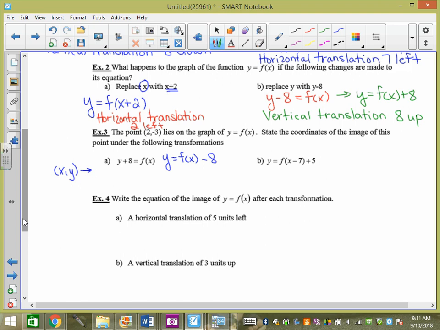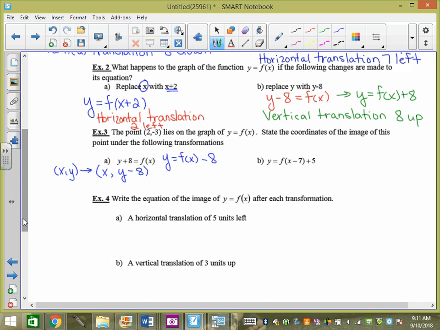Vertical 8 down. Is it in the bracket with the x? No. So does it affect the x? No, unless it's in that bracket with the x, it affects the y. So nothing's happening to my x. It's just a little x sitting alone in that bracket. Nothing's happening to it. So my coordinate x is going to stay the same. And my y, I'm going to do what to it? Subtract 8 because I'm moving 8 down. And I do as I say, right?